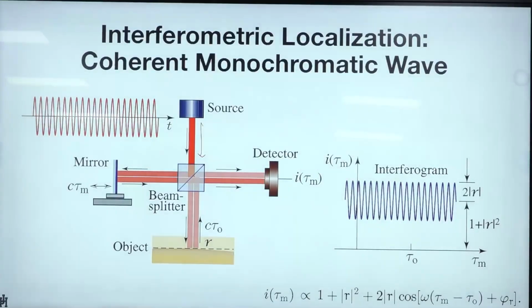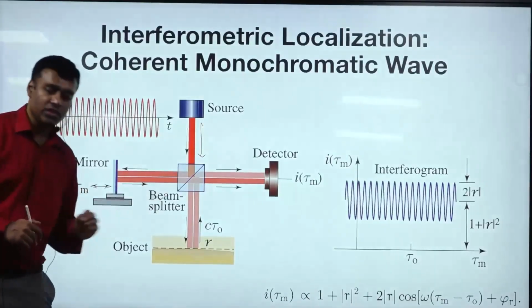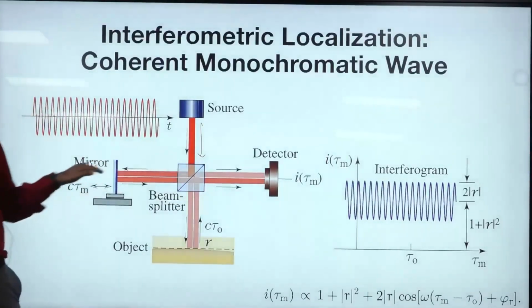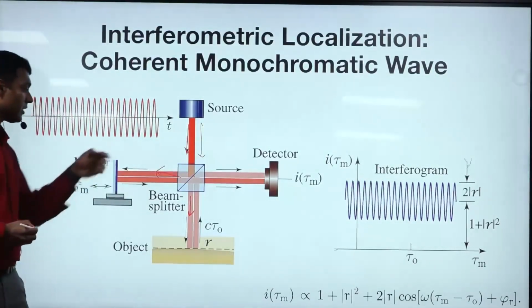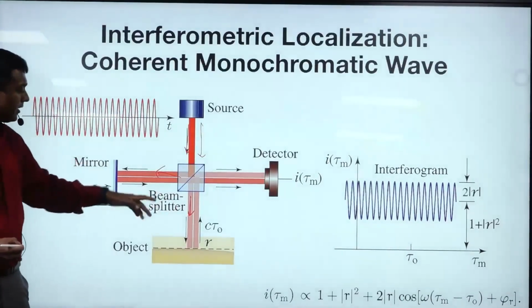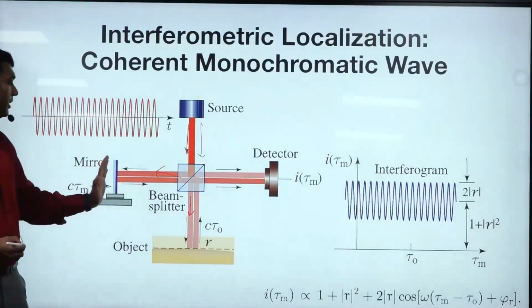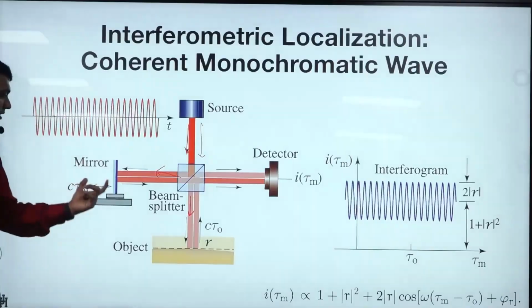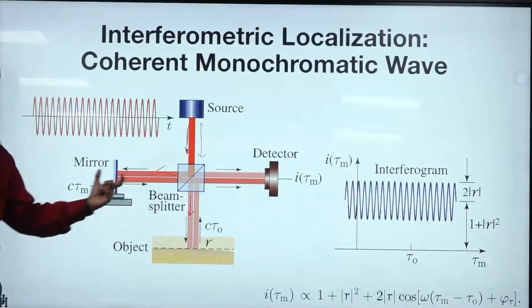Now we bring the light and put it on a beam splitter. A beam splitter is an object that splits the light into two pieces. If the light comes from the source and comes downwards, one part goes down, one part goes to the left. Now you put a mirror perpendicular to this beam, on a stage which can move along this direction.